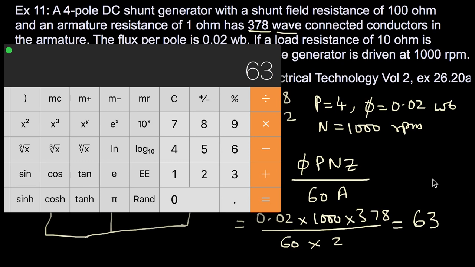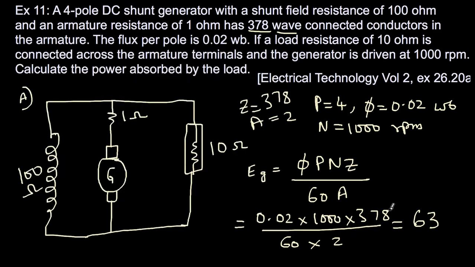Oh, I forgot to include P. So that is the problem. Again, in this video you are seeing a lot of error checking. So P is 4 poles, so here also I have to multiply by 4.